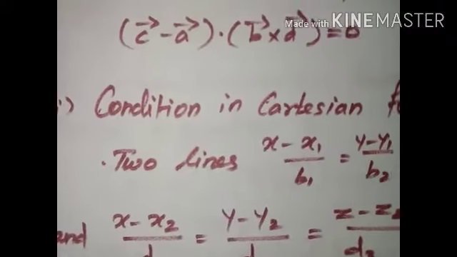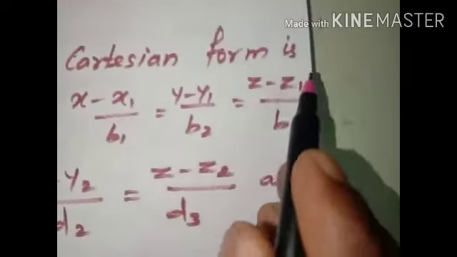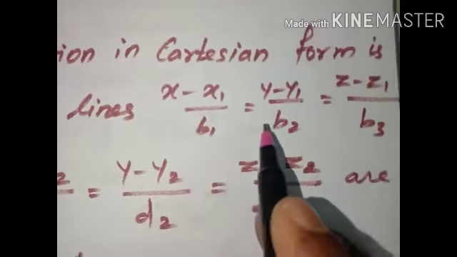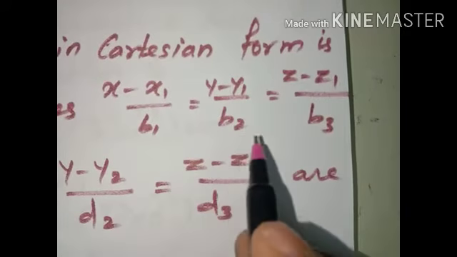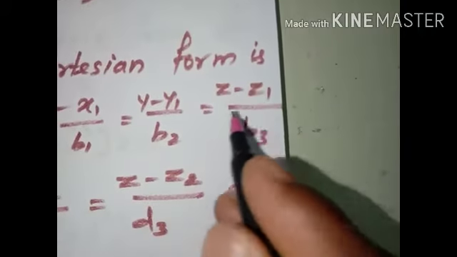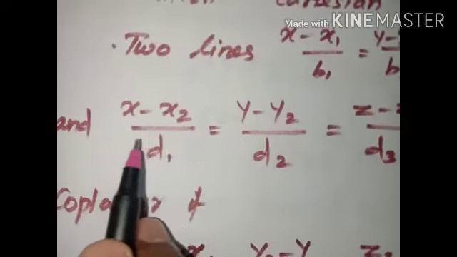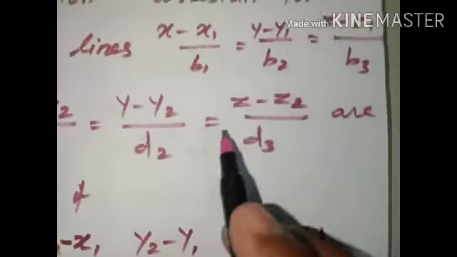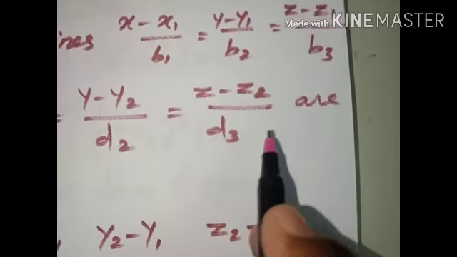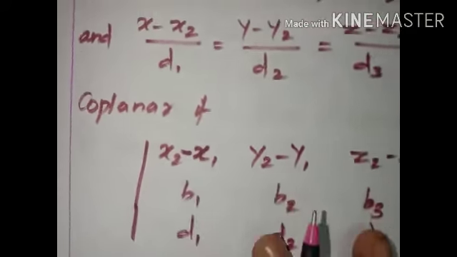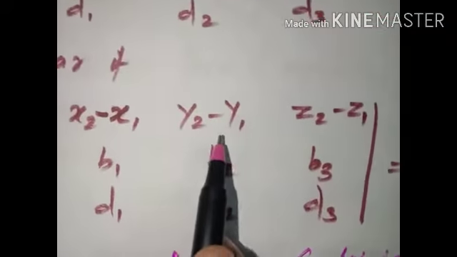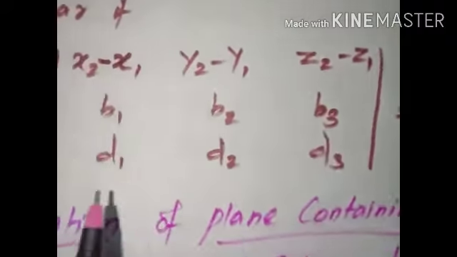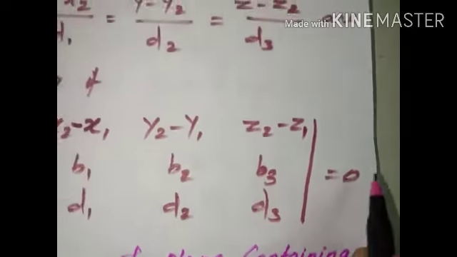And the second condition, in Cartesian form: the two lines (x minus x1)/b1 equal to (y minus y1)/b2 equal to (z minus z1)/b3, and (x minus x2)/d1 equal to (y minus y2)/d2 equal to (z minus z2)/d3 are coplanar if the determinant of x2 minus x1, y2 minus y1, z2 minus z1, b1, b2, b3, d1, d2, d3 equals 0.